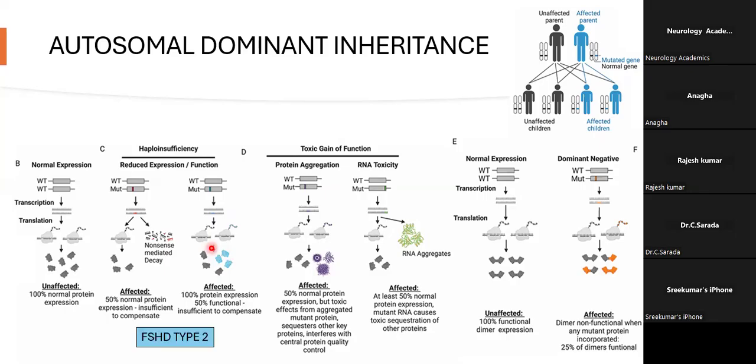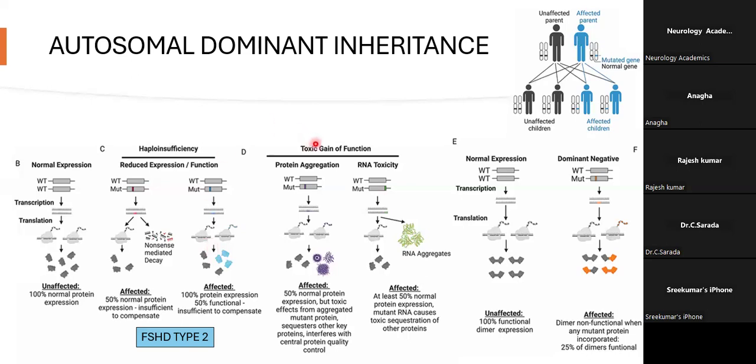So one example for this is FSHD type 2. So here FSHD type 2 is due to a mutation in the SMCHD1 gene. This encodes for a methyltransferase enzyme that suppresses the toxic expression of the DUX4 gene. So ultimately this results in toxic expression of the DUX4 gene, resulting in muscular dystrophy.